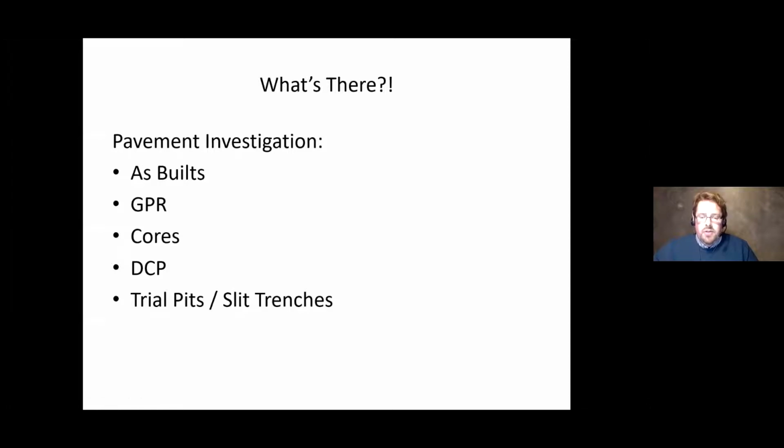Trial pits and slit trenches, that's why you can't get away from them, because the core will not remove the granular material, and if the DCP fails to penetrate, you're not going to know how much granular material you have there or what condition it's in. So more often than not, you will end up taking a slit trench, especially in zones of cracking or delamination, because you need to figure out how deep that goes. Has your crack penetrated through your entire bituminous layer? Has your granular material become degraded?